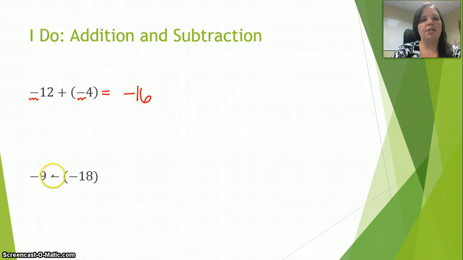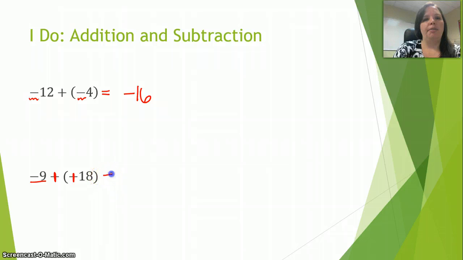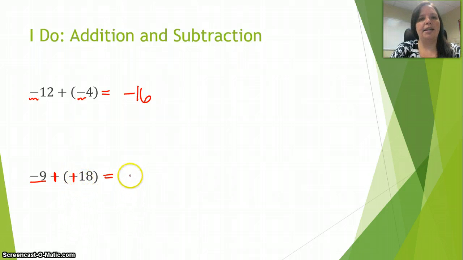In the second problem here, it's a subtraction problem, so I'm going to change it. The saying that some people use for this is keep, change, change. So keep the first number, change the sign to addition, and change the sign of the second number. That means we have two numbers that have opposite signs, or different signs here. So we have 18 minus 9, and then keep the sign of the bigger one, which is positive, so that's positive 9.